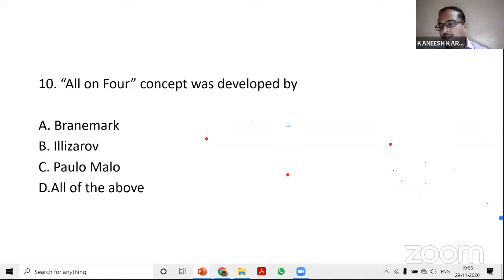All on 4 concept. Excellent. All on 4 was developed by Paulo Malo. Brånemark is the father of implantology, father of modern implantology. Ilizarov developed distraction osteogenesis. Paulo Malo developed all on 4.